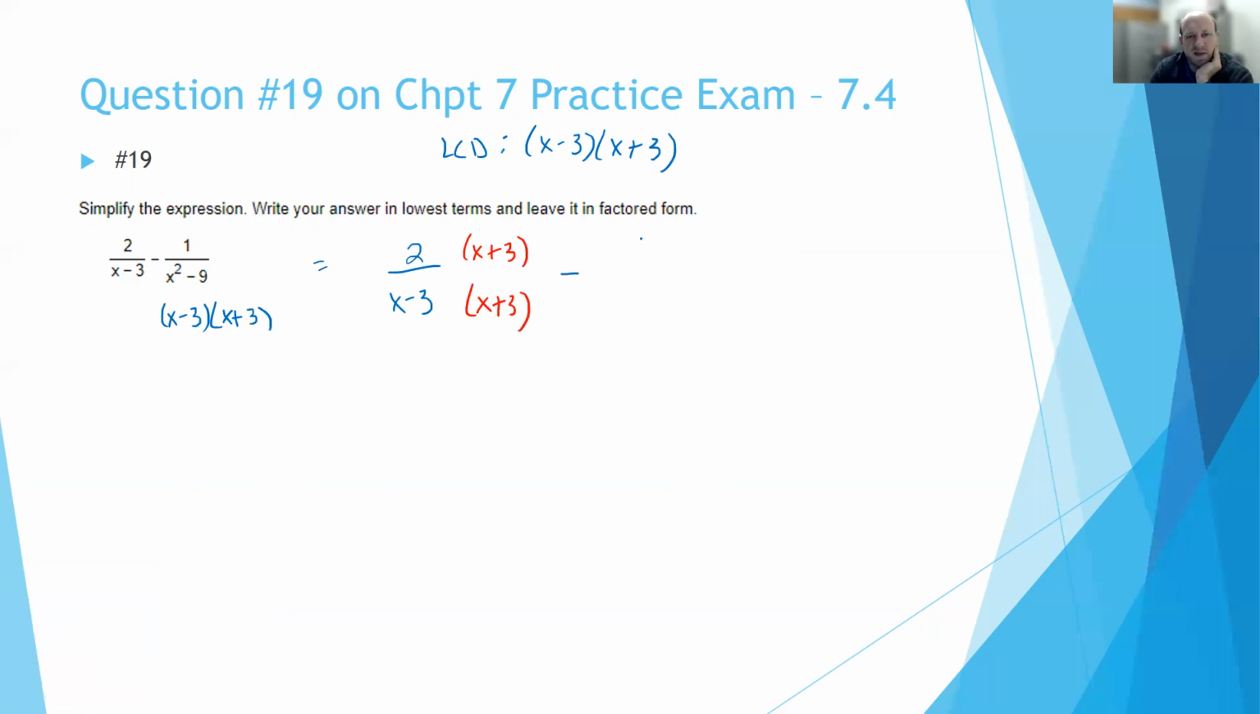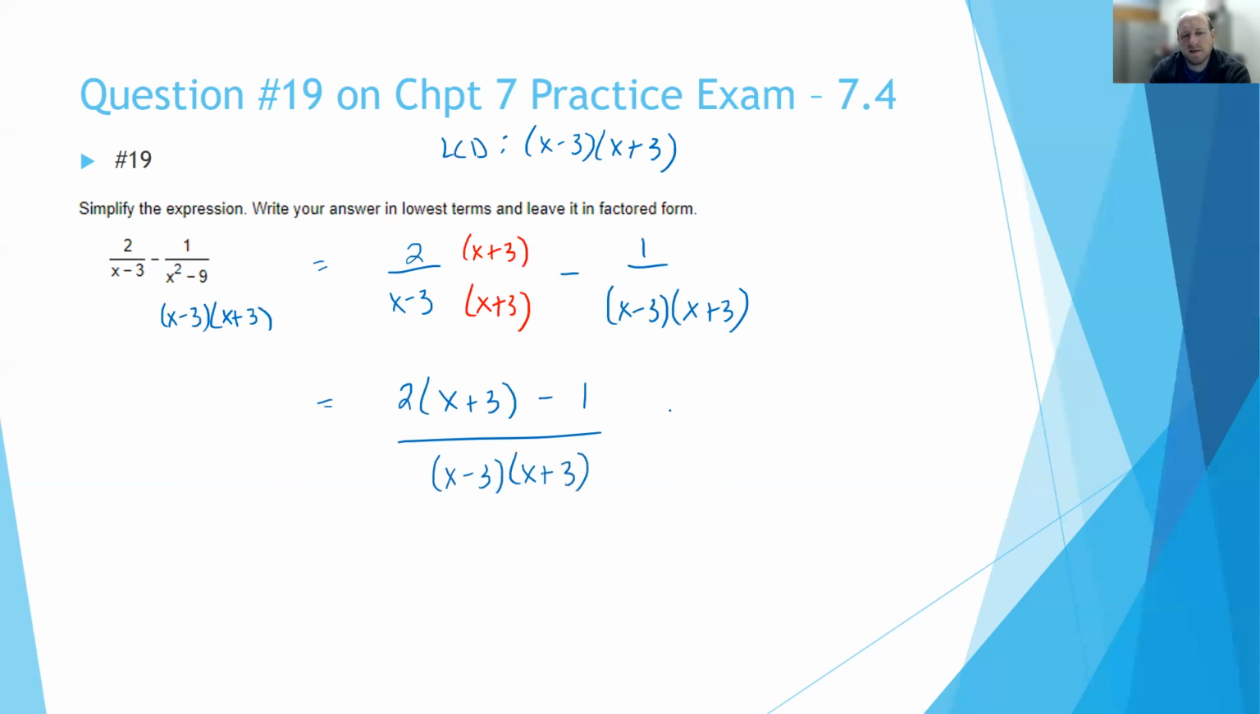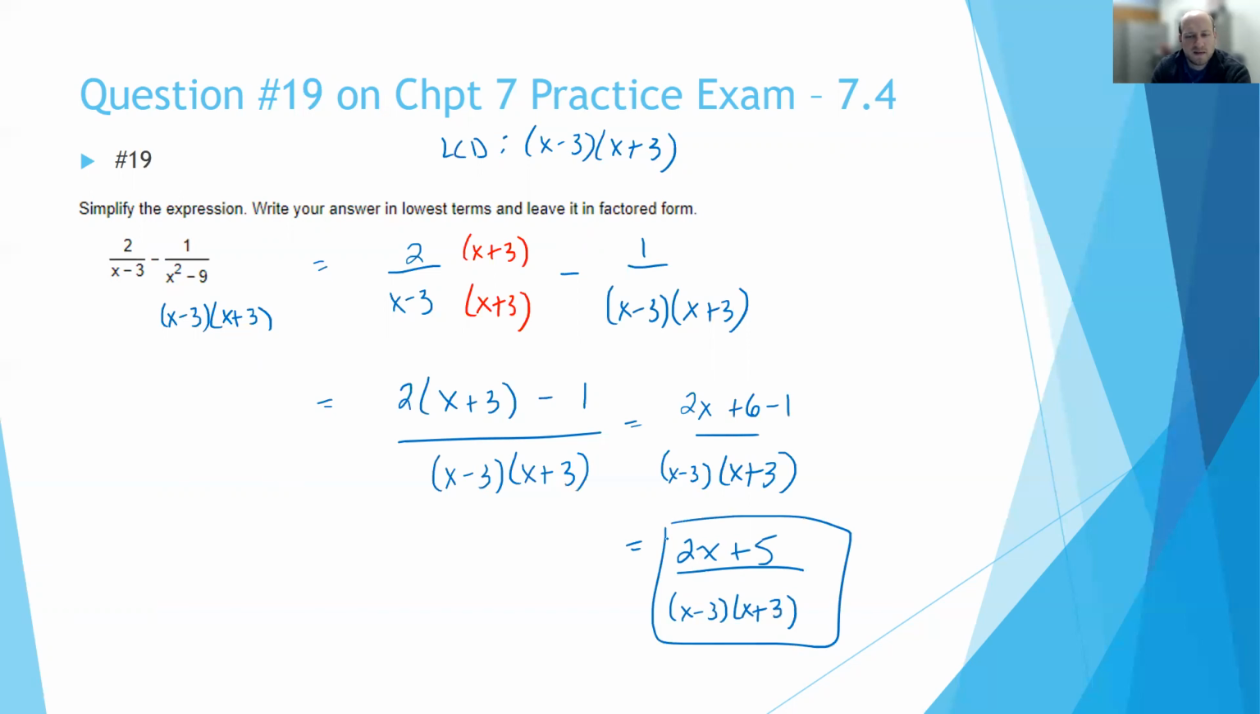And then this other expression, again, wasn't missing anything. It's just x minus 3 times x plus 3. And so on top here, we have 2 times x plus 3 minus 1, all over x minus 3 times x plus 3. And so I'm going to distribute there. We have 2x plus 6 minus 1 over x minus 3 times x plus 3. I'm leaving it in factored form. And then we have 2x plus 5 over that x minus 3, x plus 3. So that's it. That is how we do a problem like that.